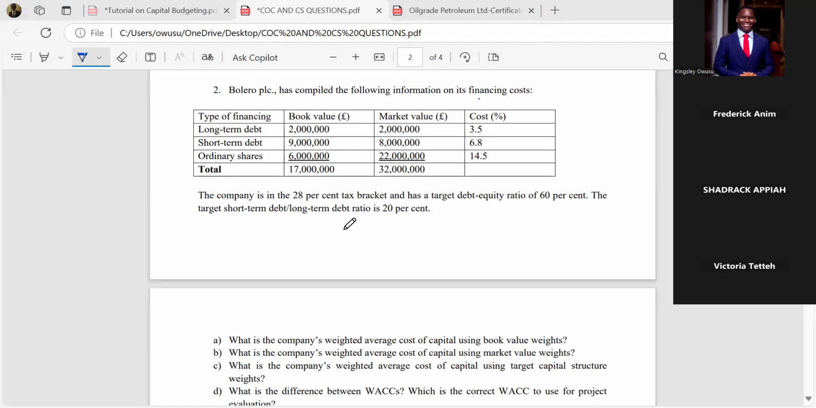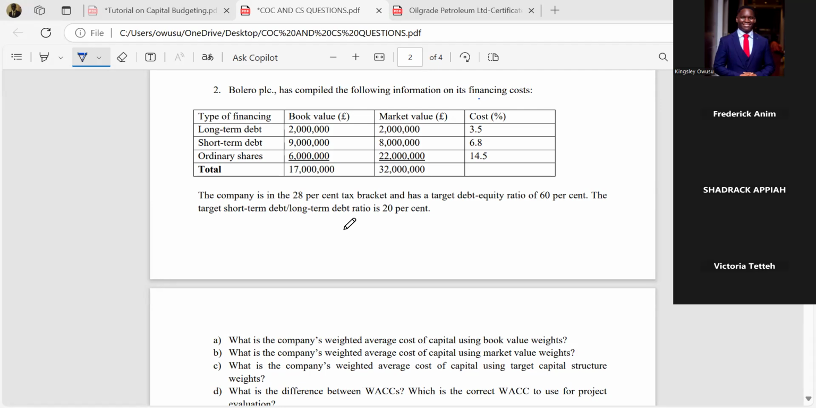So question 2. Bolero PLC has compiled the following information on its financing cost. They have the type of financing, the book value, the market value, and the cost of finance. So they've got 3 different types of financing. One is long-term debt. They have short-term debt and then ordinary shares.